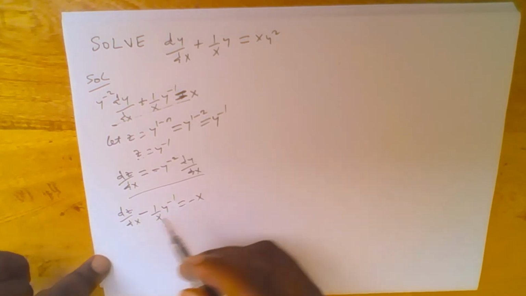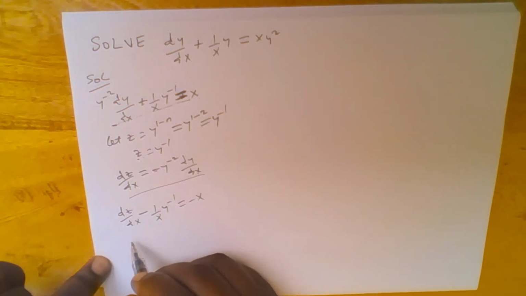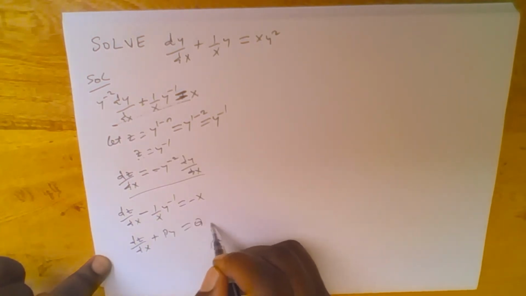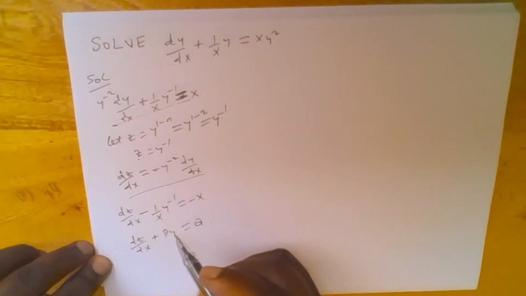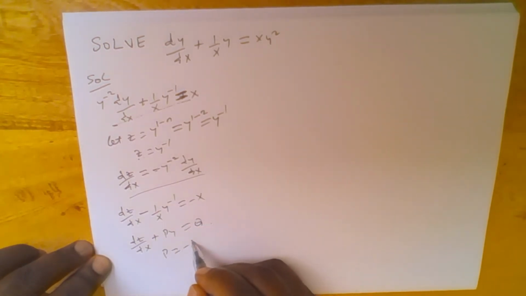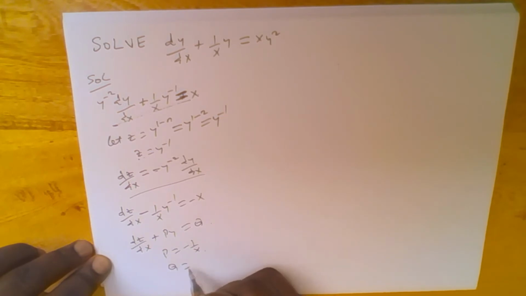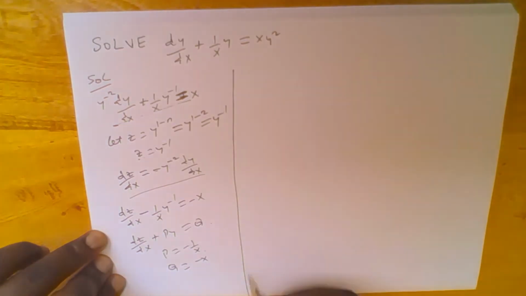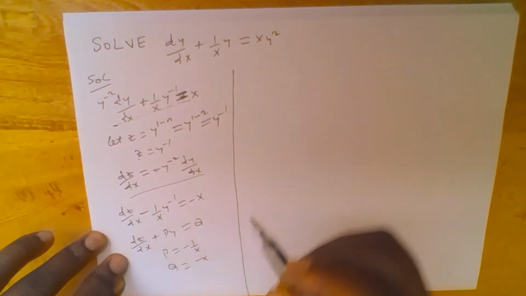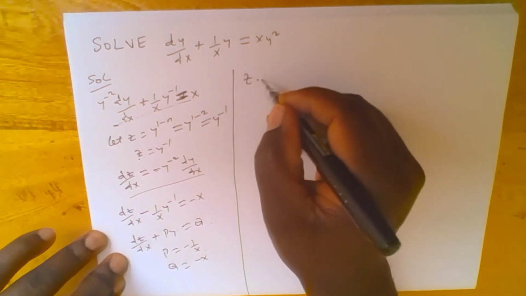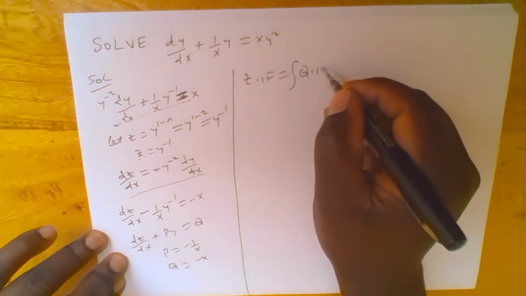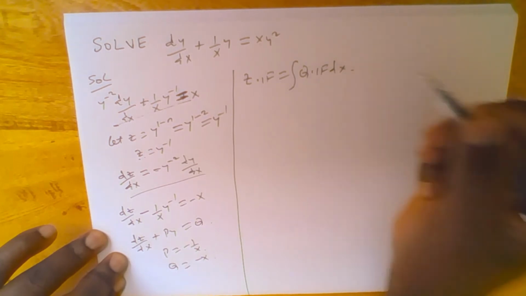x. Now this equation is in the form dz dx plus py equals q. So from this equation, our p equals negative 1 all over x, our q equals negative x. And remember, the solution of this kind of equation will be given by z dot integrating factor equals the integral of q dot integrating factor, then dx.